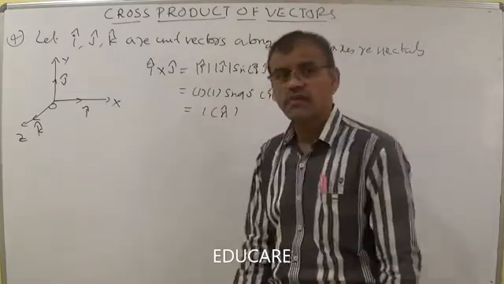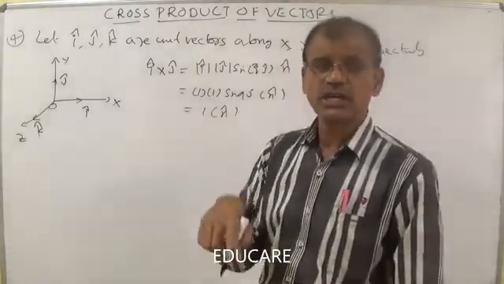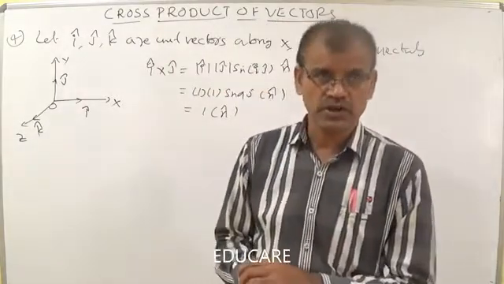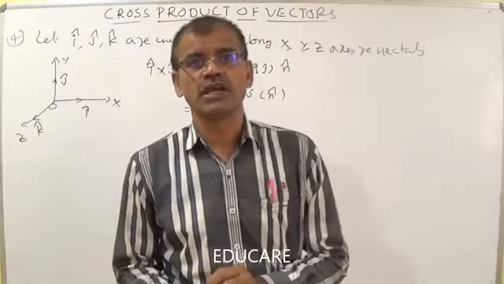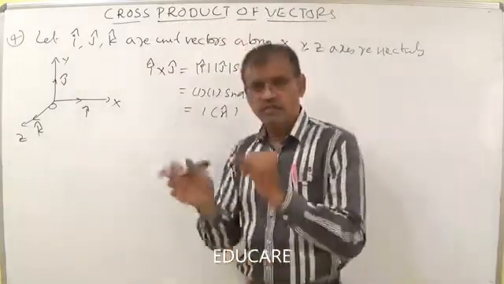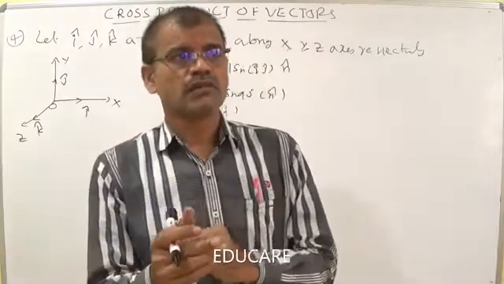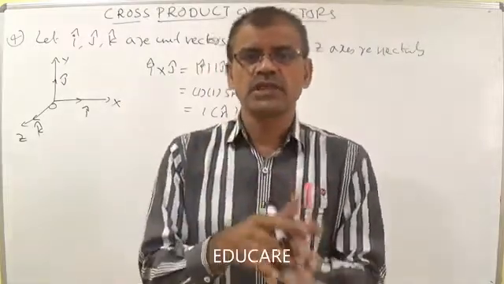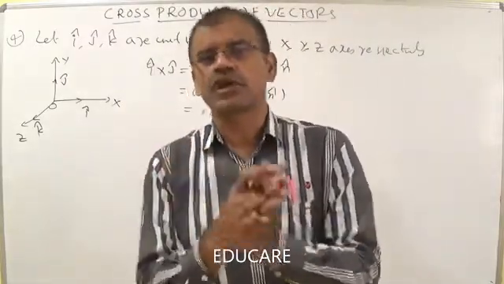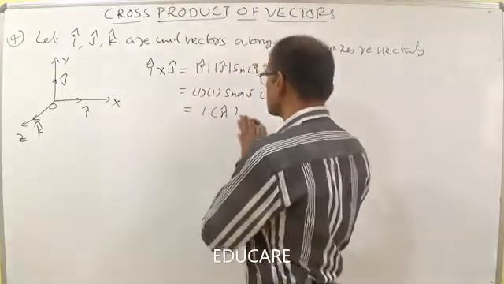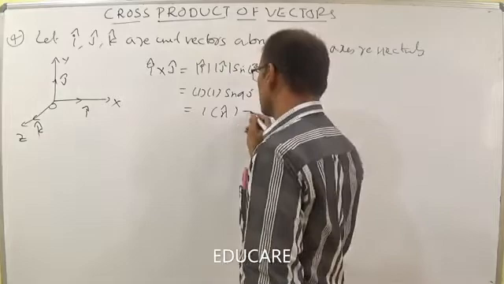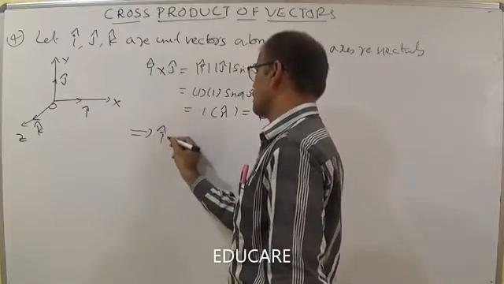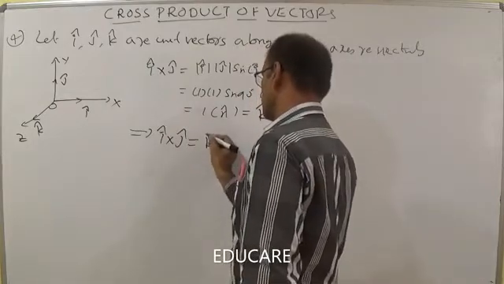So what is the n cap here? Which vector is perpendicular to both i and j? That is the important point. It is k bar. The vector perpendicular to both x, y is z. The vector perpendicular to both y, z is x. The vector perpendicular to x, z is y. In that manner, n cap is nothing but k because it is a unit vector. So you can write i cross j is equal to k.